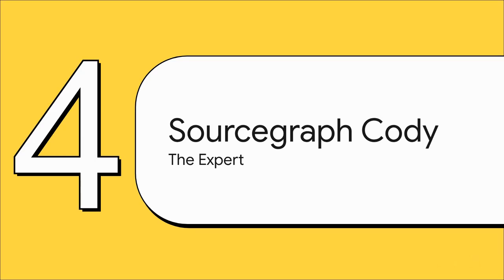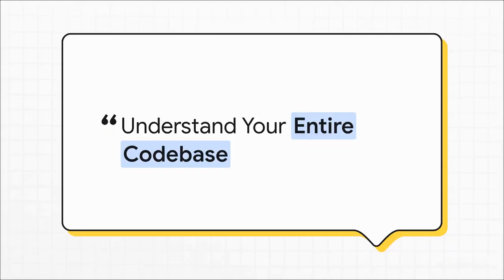Okay, so we've covered a partner and an automator. Our third agent, Sourcegraph Cody, plays a totally different role. It's the codebase expert. This is for literally anyone who's ever felt completely lost in a giant, unfamiliar project. And this tagline just hits the nail on the head. Cody's superpower is its deep, contextual understanding of your code.